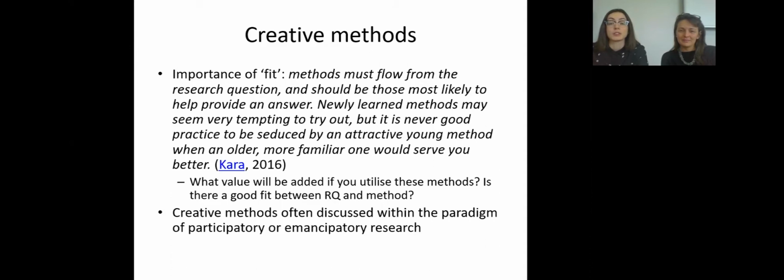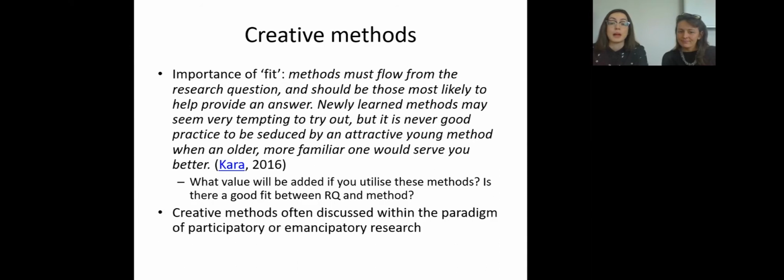So what we have to ask ourselves as researchers is, what value is going to be added for us to utilise these creative methods? Is there actually a good fit between the research question we want to ask and the method we want to use to collect that data? It might be a nice idea to use it, but actually, is it going to provide any use to us to answer our questions and to fulfil the kind of funding briefs?